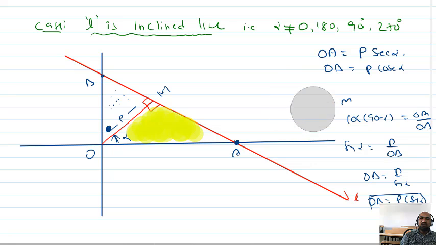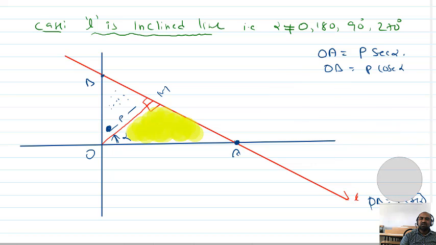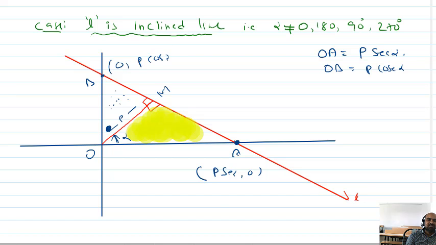Clearly, what is our alpha now? Alpha is not equal to 0, not equal to 180, not equal to 90, not equal to 270. All these we define. Okay, students, now listen. What are the coordinates of A? I can say (P secant alpha, 0). This is (0, P cosec alpha). Okay, now I can write the equation of line L.